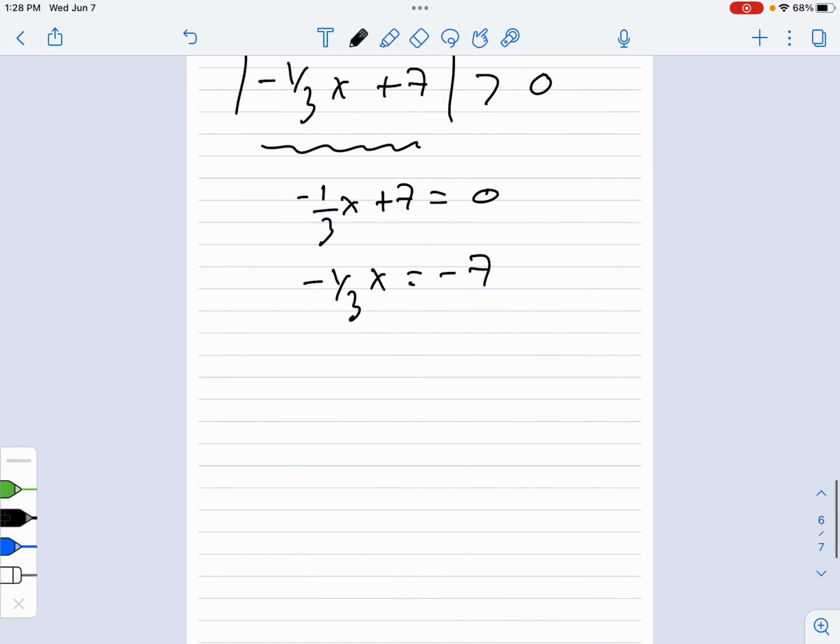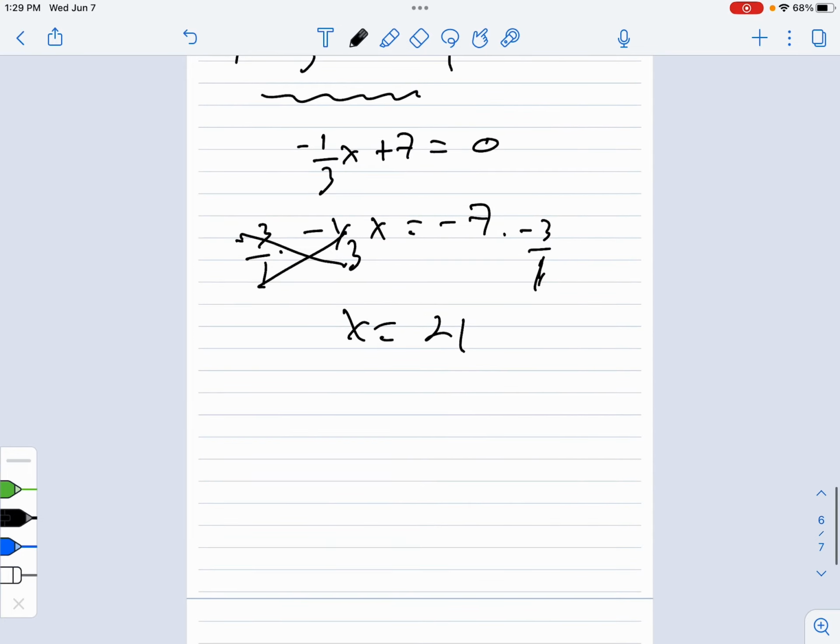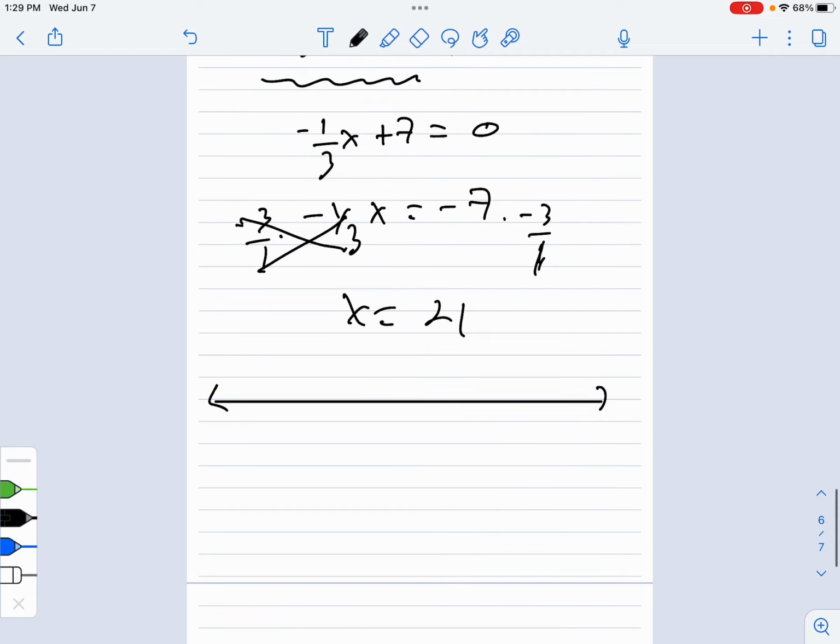Subtract 7 from both sides. I will multiply both sides by minus 3 over 1. And x equals 21. And that's it. That's the only time this inequality will not work, at 21. Every other time it's going to be positive. So your solution basically would be everything except 21.